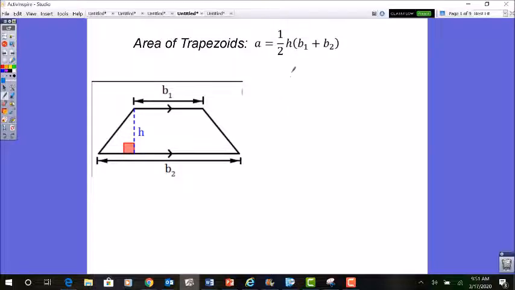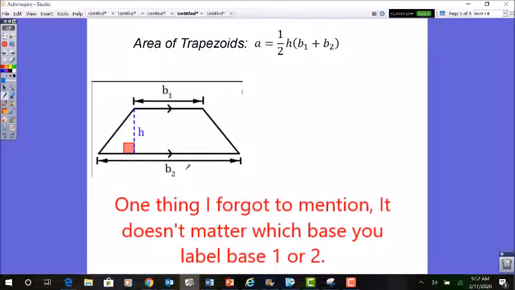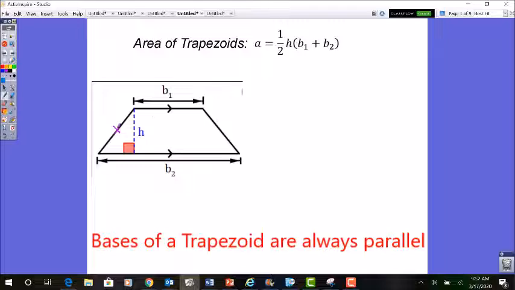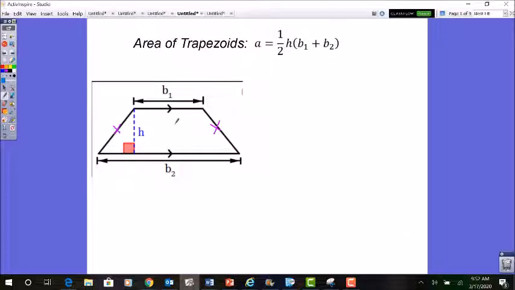So if you see here, we have the height, which is very similar to the height that we saw in triangles and parallelograms. It's just meeting the base at a right angle. And then we have base 1 and base 2. One thing I will tell you is base 1 and base 2 are always going to be the sides that are parallel to each other. So for instance, this side and this side right here would not be base 1 and base 2, because eventually if you continued those lines they would meet. So no matter which way the trapezoid is sitting, the sides that are parallel to each other are the bases.